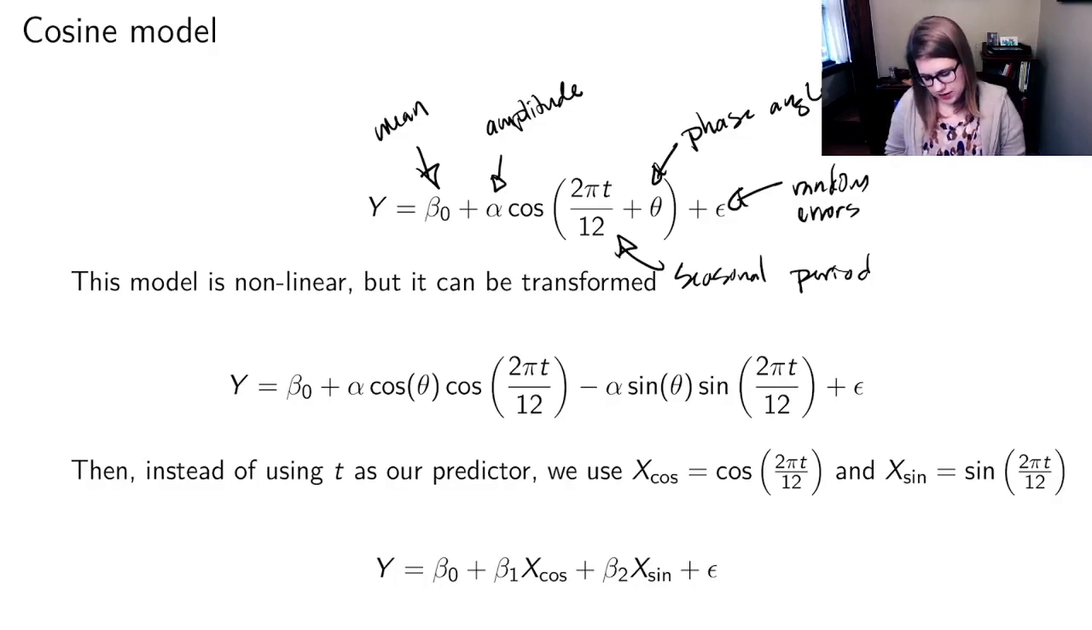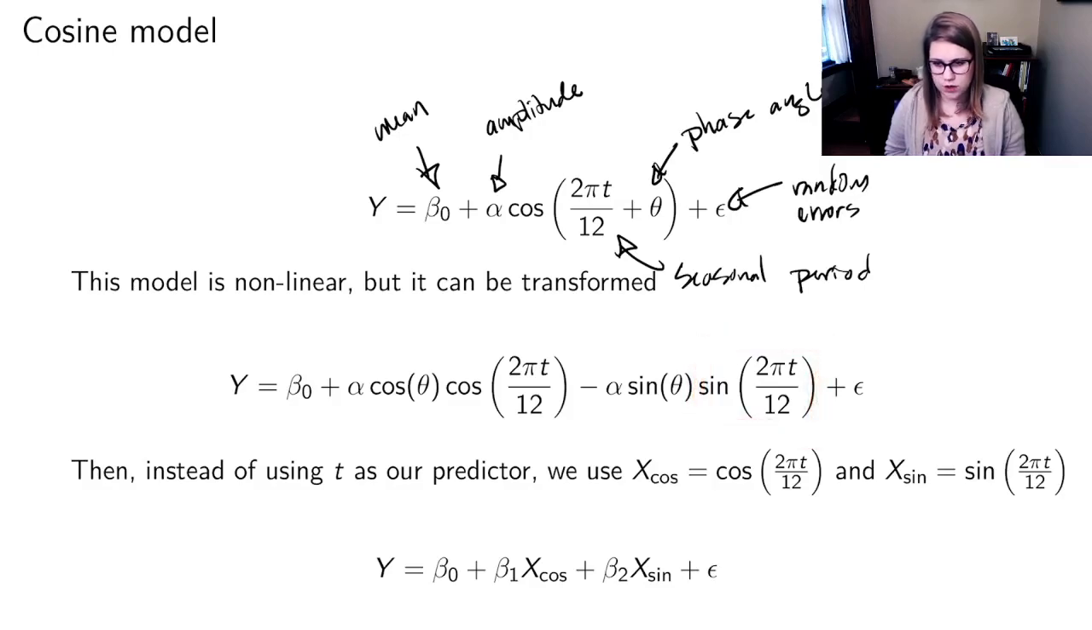And then, instead of using t as our predictor, so in here we're trying to predict y based on t, but then we have all these complicated parameters in here. Now we're going to use two variables: x cosine, which will be the cosine of 2 pi t over 12, and x sine, which is the sine of 2 pi t over 12. So then we have this model where we've got the x cosine and x sine in it.